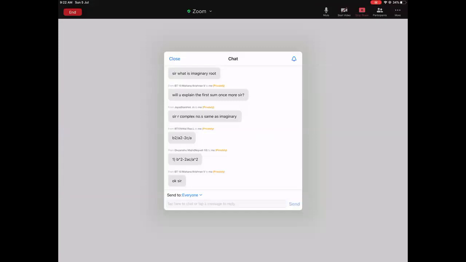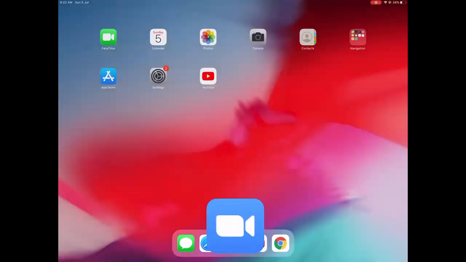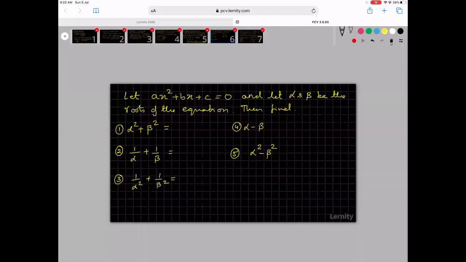Yeah, complex numbers are same as imaginary. Yes, okay. So now if you guys are able to work out, at least understand the question, then I'll be able to work it out. So alpha squared plus beta squared, I can say is equal to alpha plus beta the whole squared minus 2 times alpha beta. Now I'll do the first one in red here.